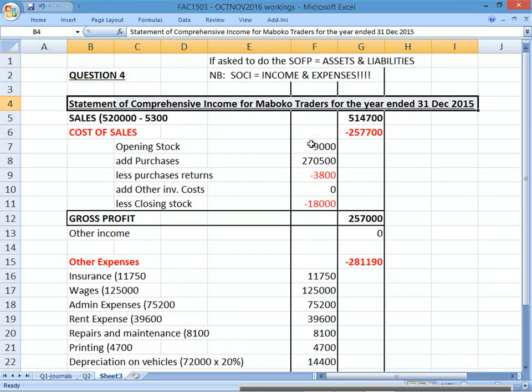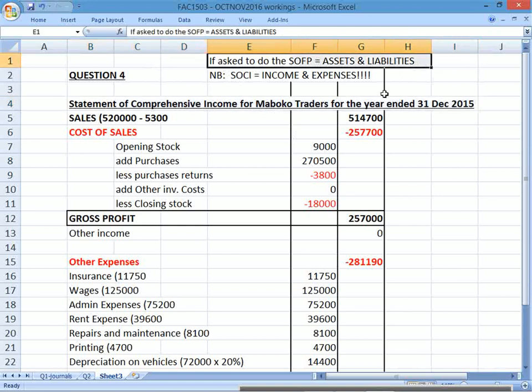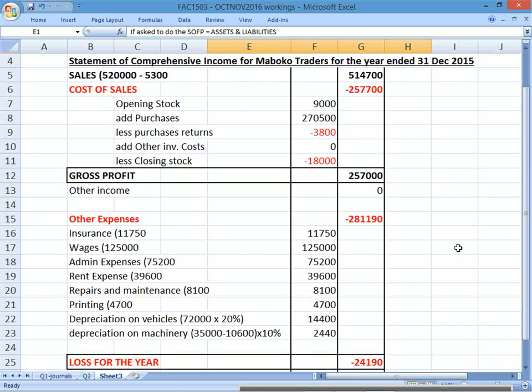Okay, later on when we do another past paper, then we'll look at statement of financial position. Then we'll look at assets and liabilities. We just look at the other stuff. But there's one to start off. Okay, one example. There are more in your book, your study guide.